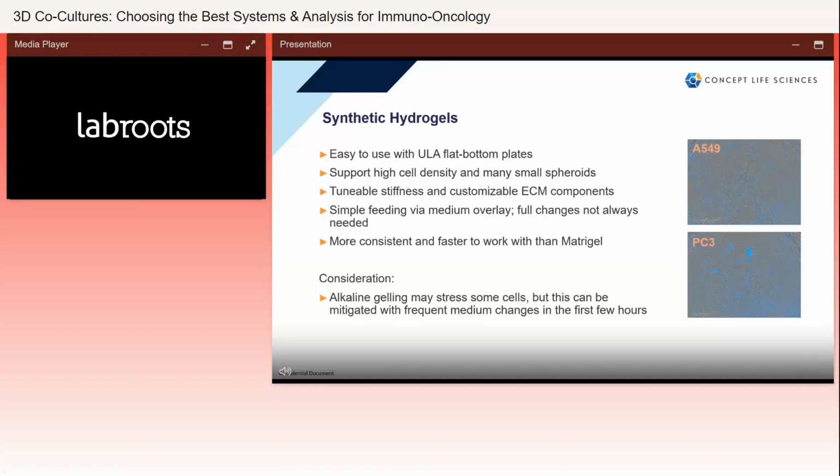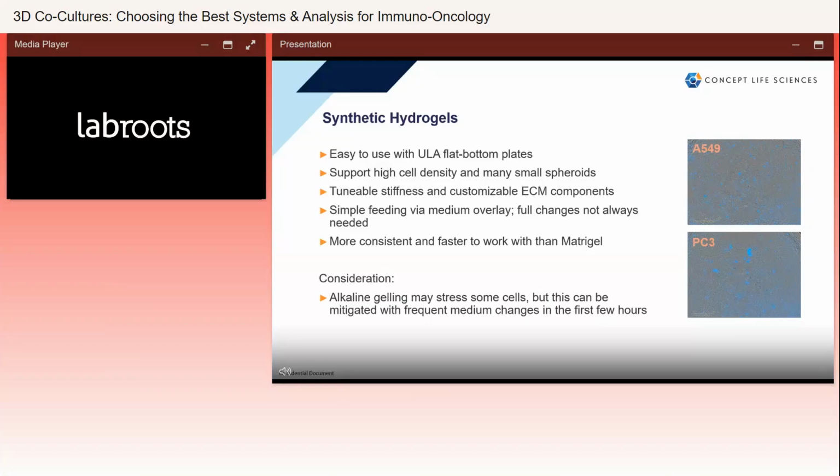When it comes to feeding, once the gels are set, it's relatively easy to feed. You're not going to move these cells around randomly. They're embedded in the gel. So it's easier to image them over time in a single position.